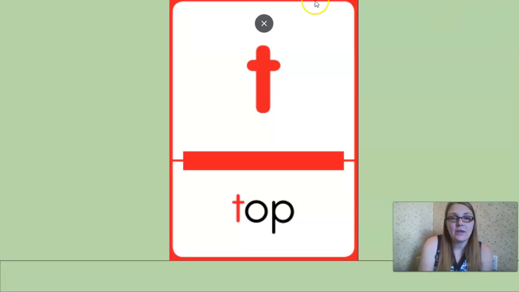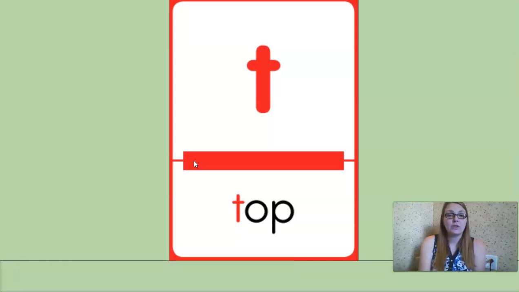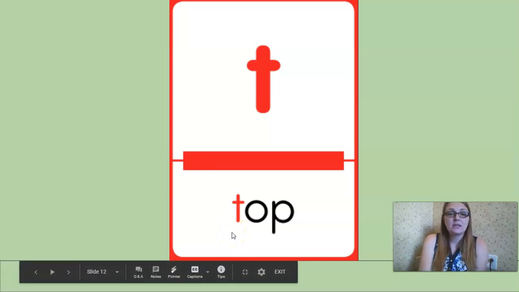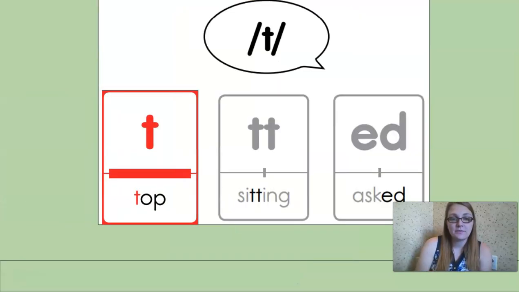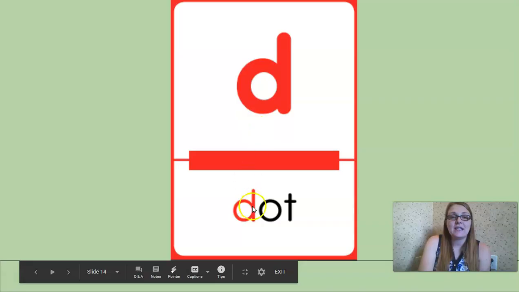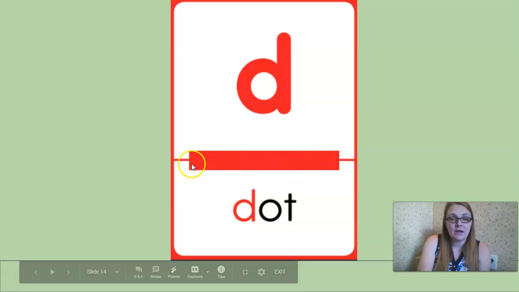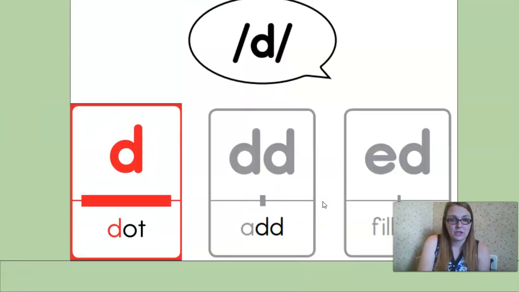Okay, now we have letter T. Our word is top. Once again, this is a very frequent spelling. You'll see it a lot. For the T sound, you will use a letter T. T. Add that to our chart. And our next letter, D. In the word dot, you hear a D. The letter D, a single letter D, is a very common spelling for the D sound. So we'll add that to our chart.